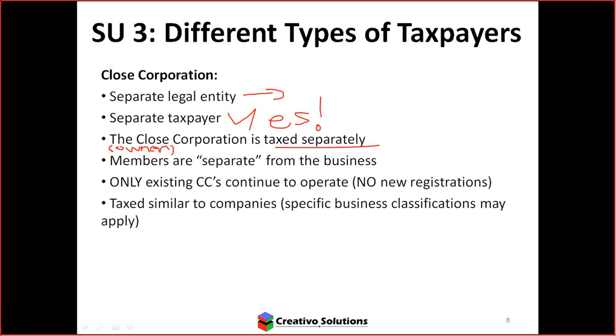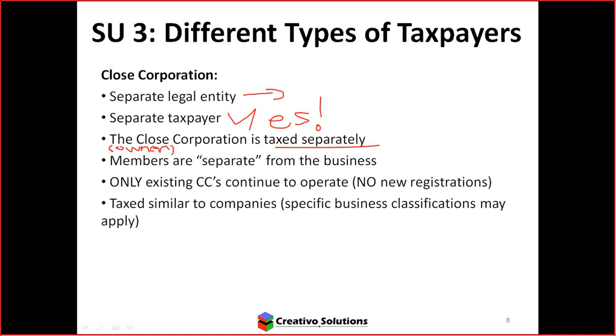Do members pay tax? Well, on their own personal. Correct. Good. So members are still people. Those people will still pay their own personal income tax, but at the same time, so will the company, so will the CC. Does that make sense? Yes. Okay, good. Only existing CCs will continue.